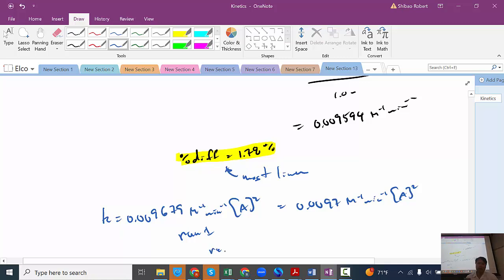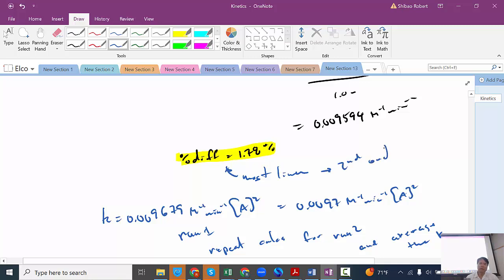And so here, run 1, repeat calcs for run 2, which I'm not going to do because it's going to take too much time, and average the K values. The M value is not going to change. I think run 2 will also give us second order. This is most linear, which was second order. Okay.